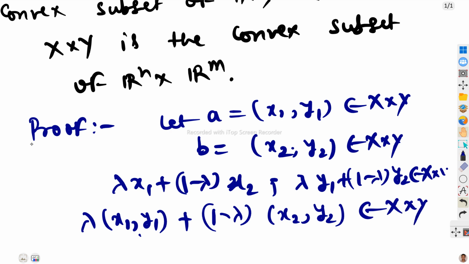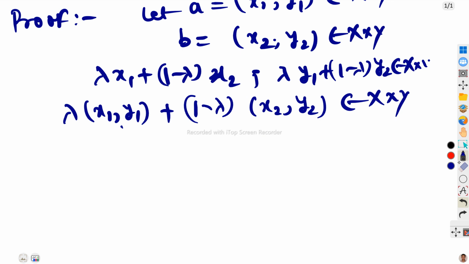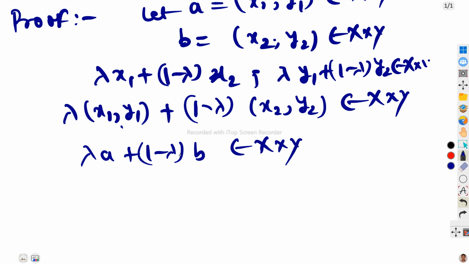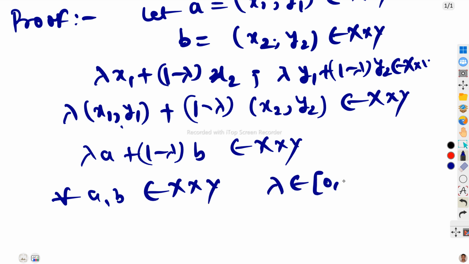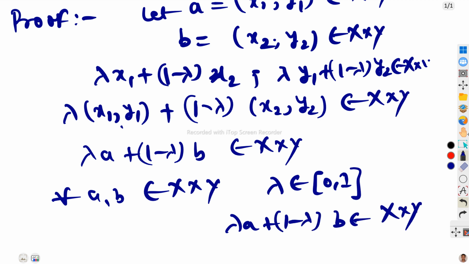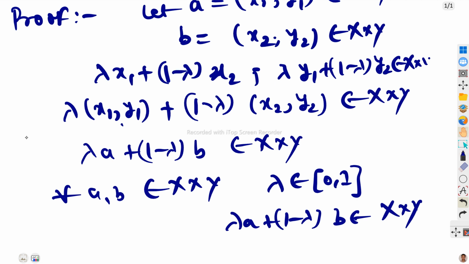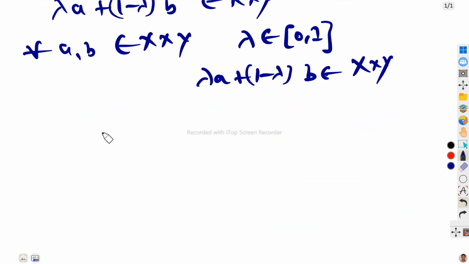Again, we have shown that lambda a plus 1 minus lambda b is an element of X cross Y. Thus we have shown that for every a and b in X cross Y, and lambda between 0 to 1, lambda a plus 1 minus lambda b also lies in X cross Y. So X cross Y is a convex set.